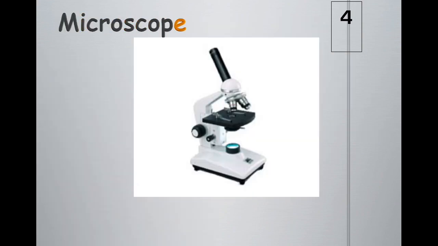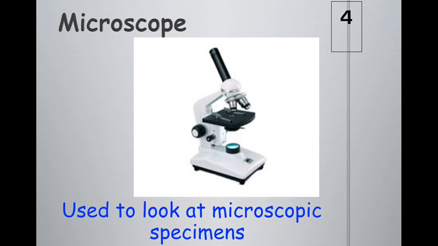For the microscope, we use the microscope to look at smaller specimens or smaller objects or pieces of a specimen. We put them underneath the lens right here so that we can look at the cellular level, what's going on.